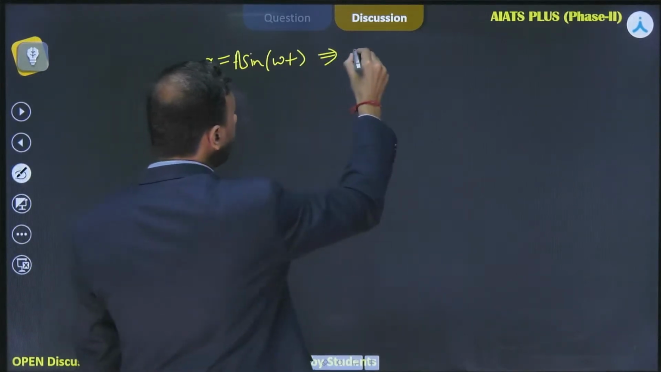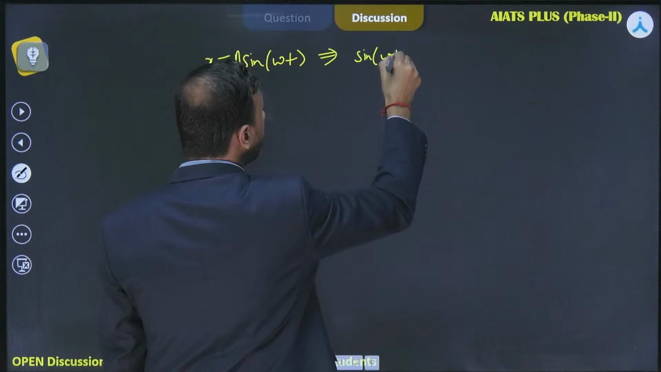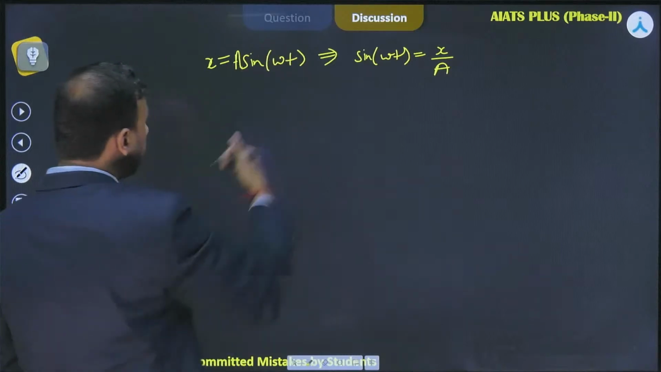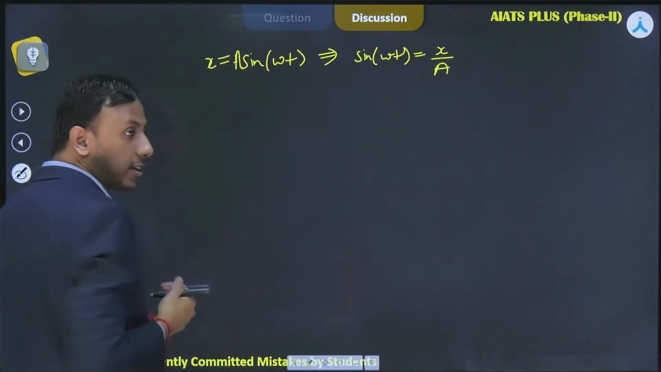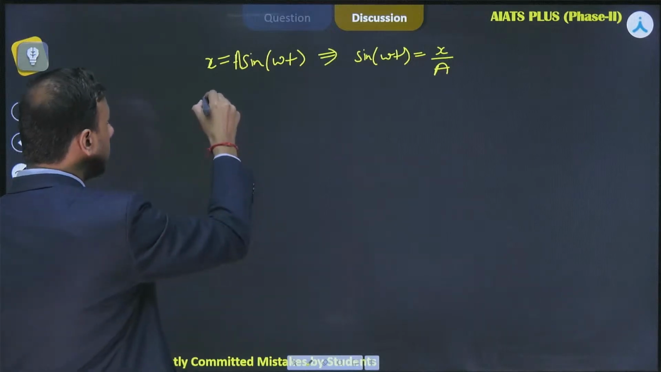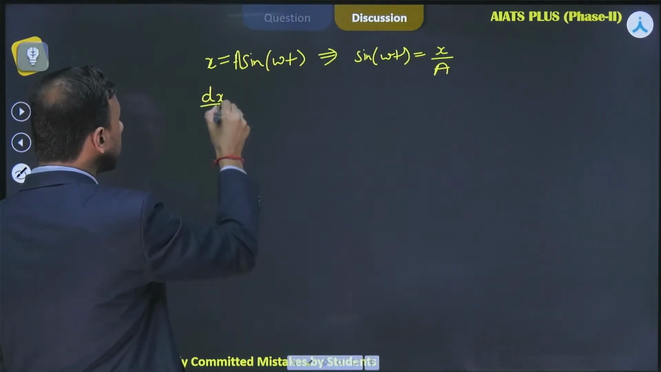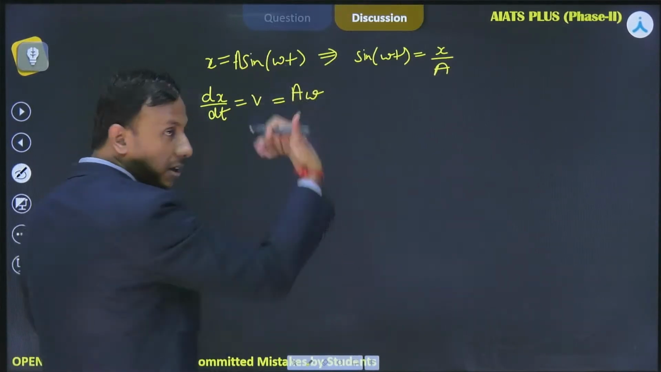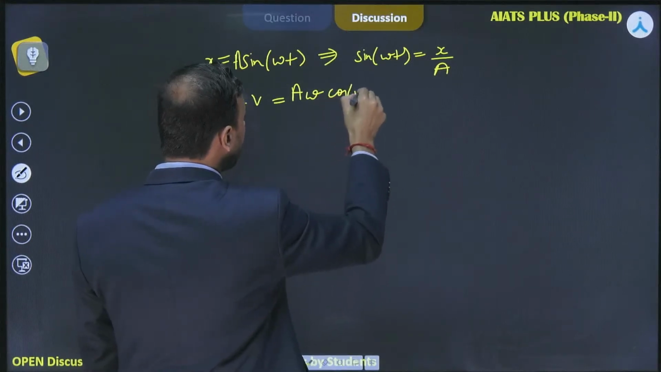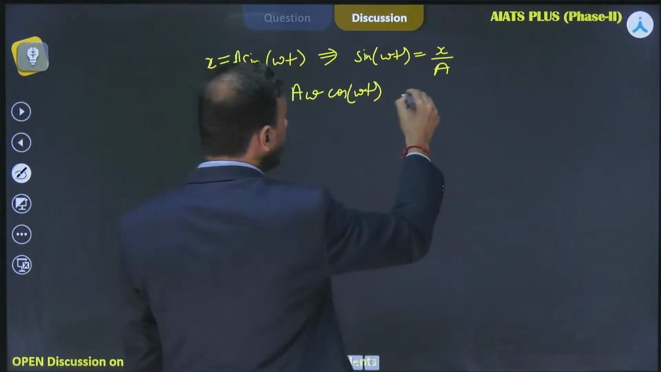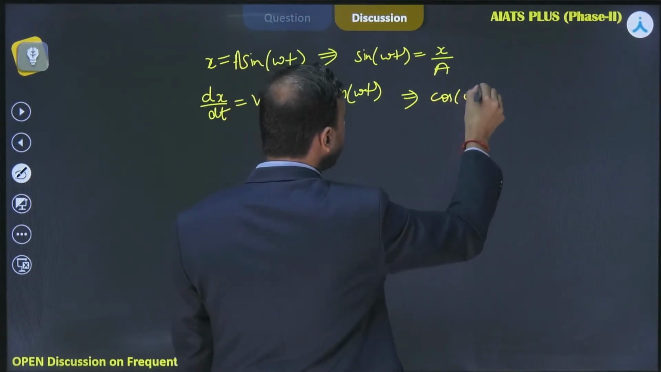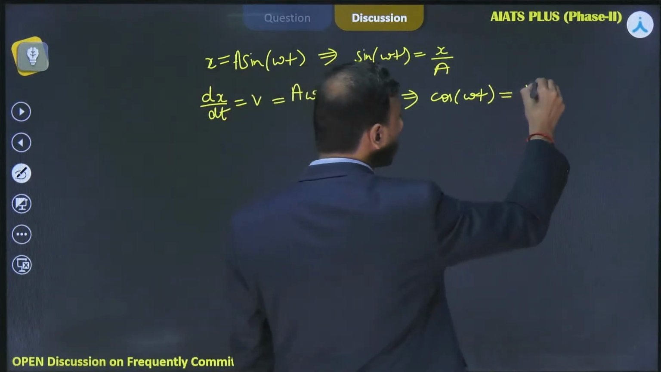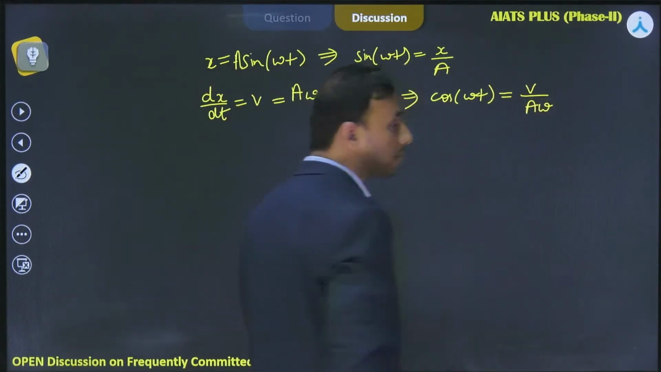So from here I can say sine omega t equal to x upon A. And if you differentiate this once, dx by dt, which is particle velocity, that is v, what does it become? A omega, sine becomes cos, so cos omega t, right? And from here you get cos omega t equal to v by A omega.